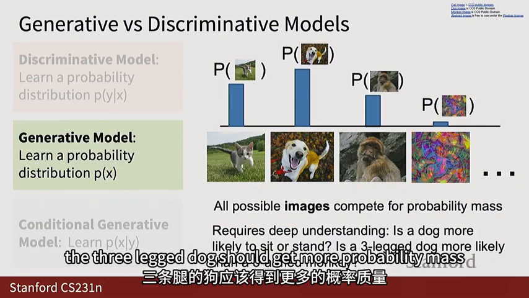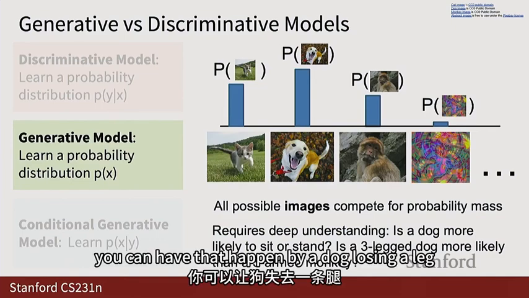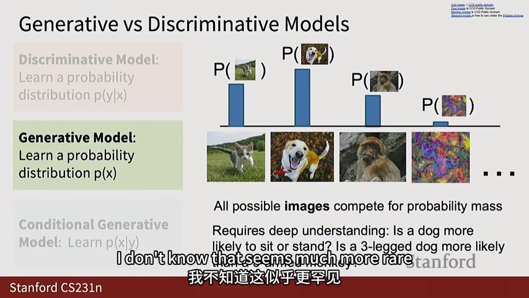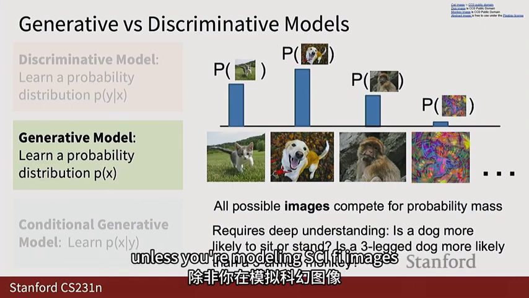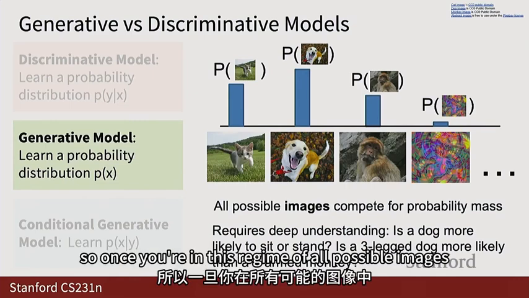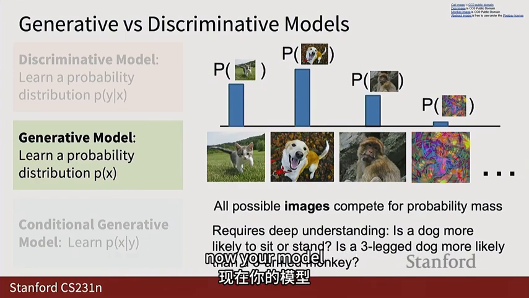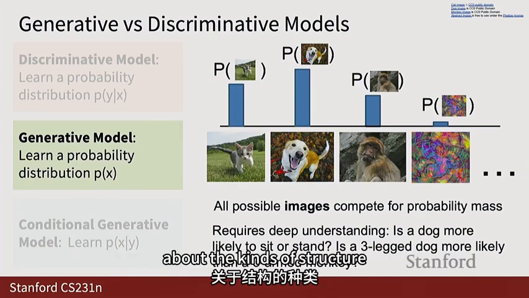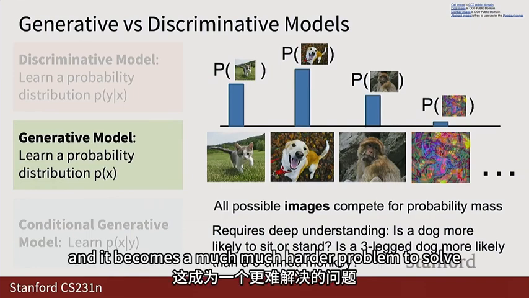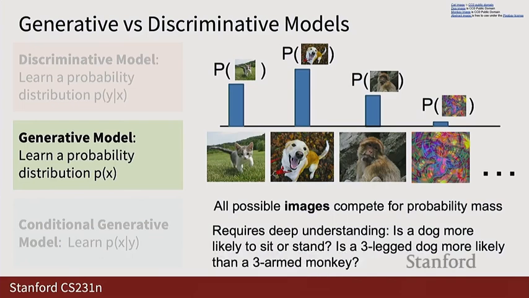Probably the three-legged dog should get more probability mass, because that can happen by a dog losing a leg. But how are you going to get a three-armed monkey? I don't know. That seems much more rare. Unless you're modeling sci-fi images or something like this. So once you're in this regime of all possible images competing for probability mass, now your model really needs to think very carefully about the kinds of structure that can exist in the data. And it becomes a much, much harder problem to solve.